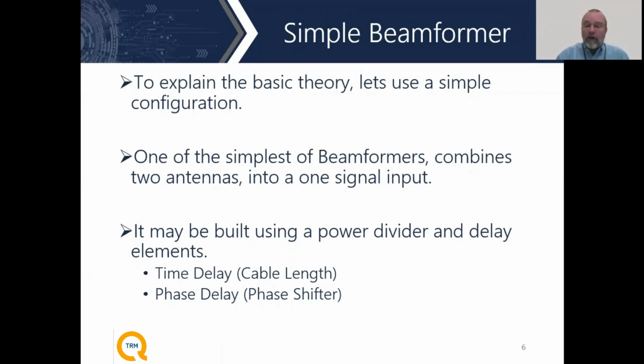Basically, what we're going to do here is take two antenna elements. We're going to have an in-phase power divider, or just a regular standard power divider, and a phase shift element. With those three elements, the two antennas, the power divider, and the phase shift element, we're going to build a simple beamformer. Okay, then could you maybe tell us a little bit more about the delay elements?